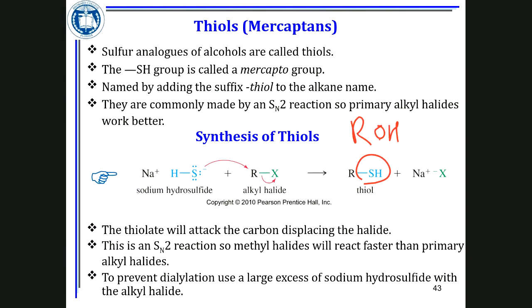To make thiols, you have to use sodium hydrosulfide, NaHS. Make it react with an alkyl halide. This is going to bring the hydrogen sulfide as a nucleophile, and the leaving group is X. You get an SN2 type reaction, and you're going to replace the halide with SH. That's the preparation of thiols by an SN2 type reaction.